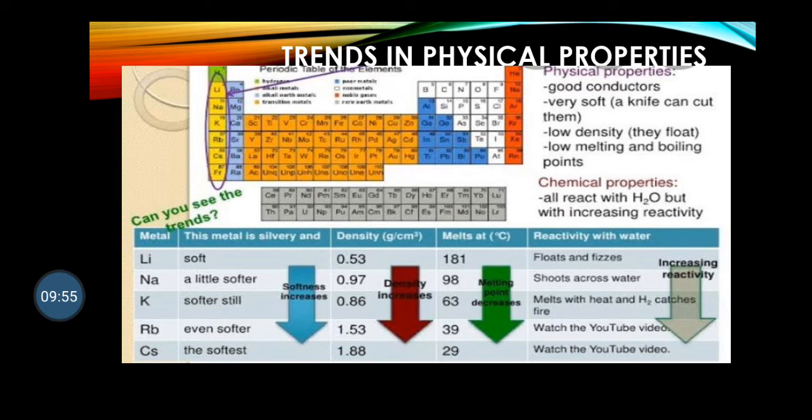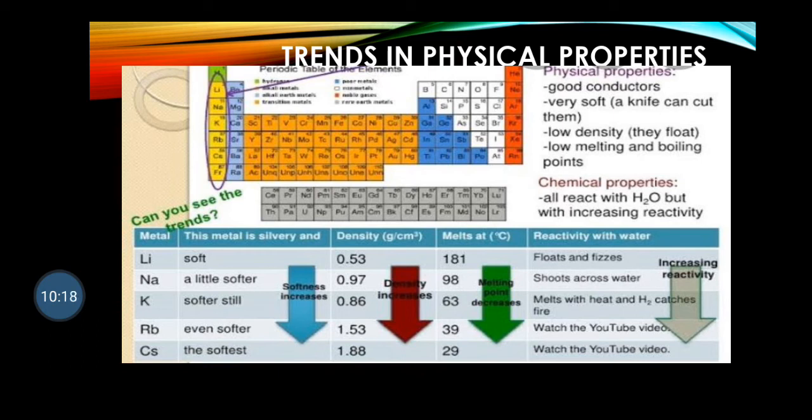You look at the different trends. Looking at lithium, you see that the softening trend goes down the group. Cesium tends to be a very soft metal. Then you look at their density. The more you go down the group, the more dense they become. Understand? But when you also go down the group, you see that the melting point tends to decrease.